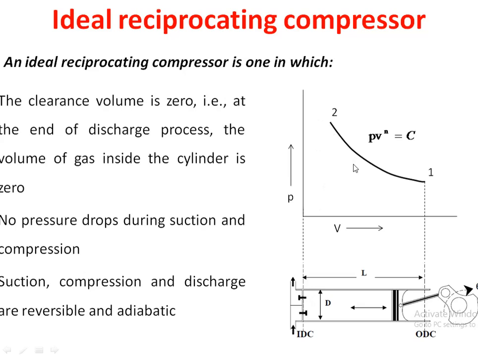During this process, 2 to 3, the process happens at a constant pressure. From 1 to 2, it can be some polytropic process. 2 to 3 is a constant pressure process. Then once again, 4 to 1 is a suction process.